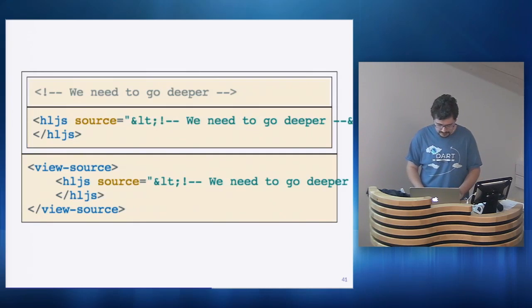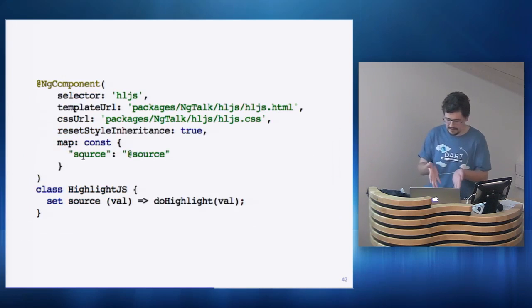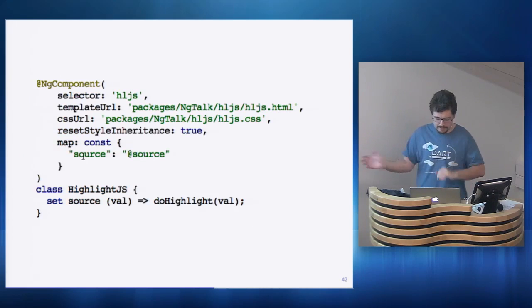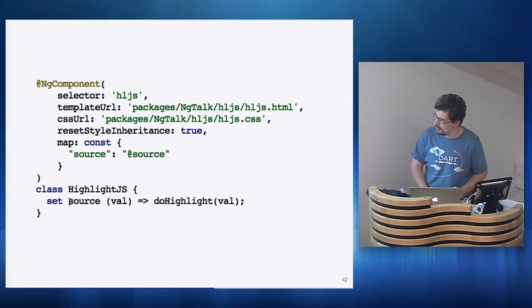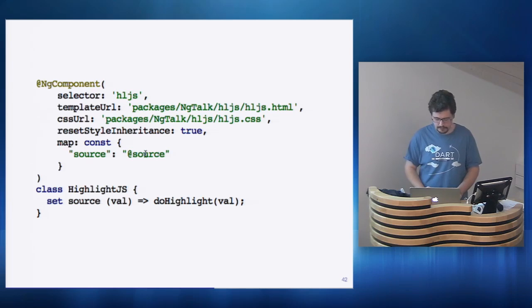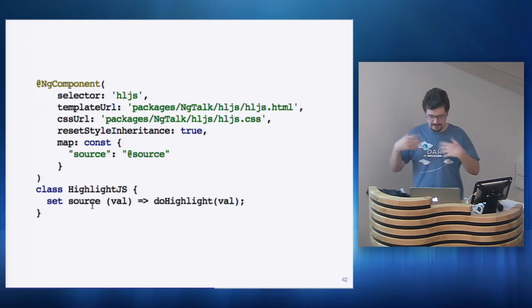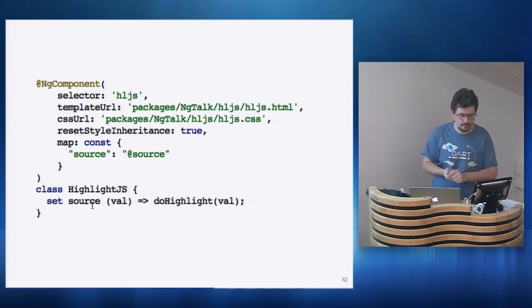So if you go back, you can see that it has one attribute called source, and there is a string there. So this map basically tells you to take the attribute called source and map it to the Dart field, or Dart setter in this case, called source. And when Angular.Dart matches this selector, it looks for this attribute, and it will assign a value to the Dart property, which will invoke the setter, and it will do highlighting and change the DOM and whatnot.